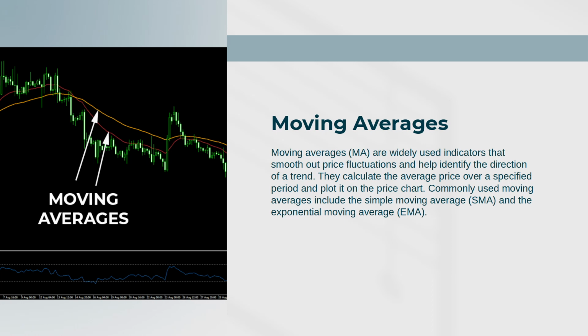Moving averages. Moving averages (MA) are widely used indicators that smooth out price fluctuations and help identify the direction of a trend. They calculate the average price over a specified period and plot it on the price chart. Commonly used moving averages include the simple moving average (SMA) and the exponential moving average (EMA).